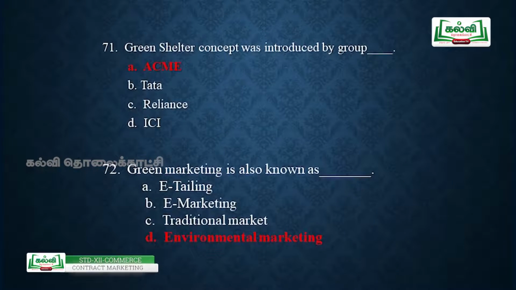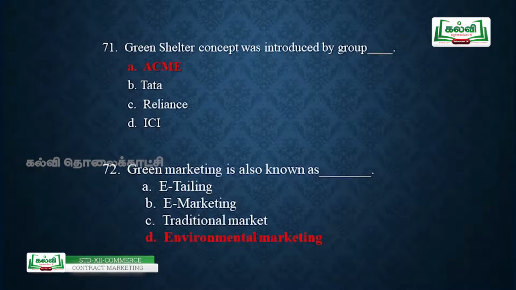Then question 71, the green shelter concept was introduced by the group. Option A, ACME, B, Tata, C, Reliance, D, ICI. That is the option A, ACME is the correct answer because it deals with the environment. So, the green shelter concept is introduced by the group. Option A, ACME. Okay, the next one, question number 72.